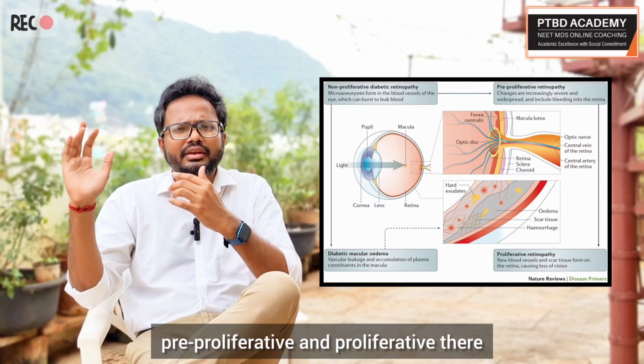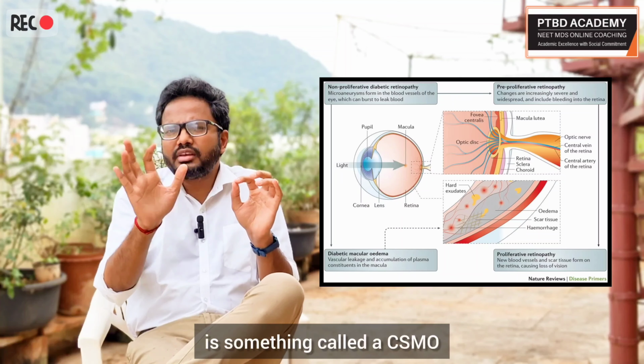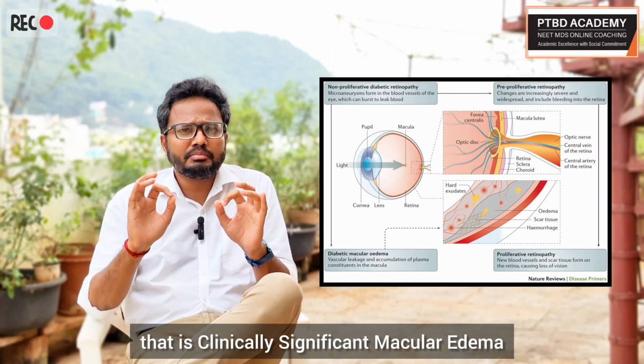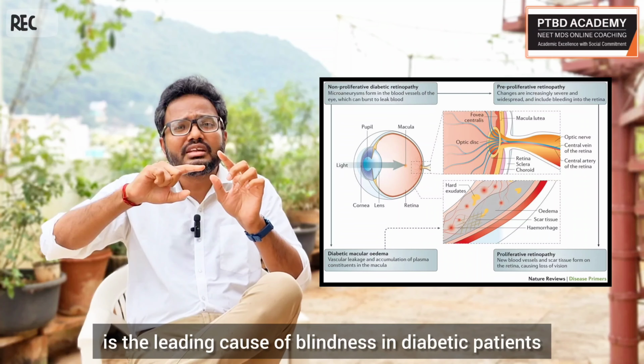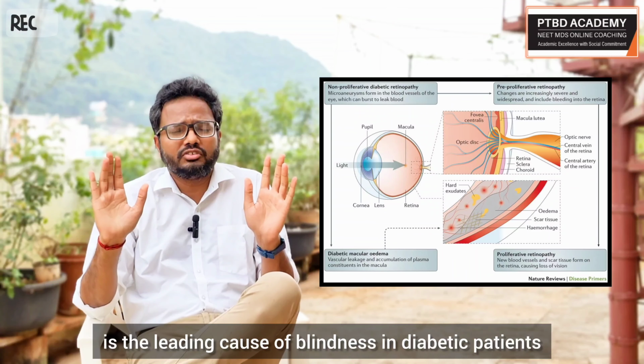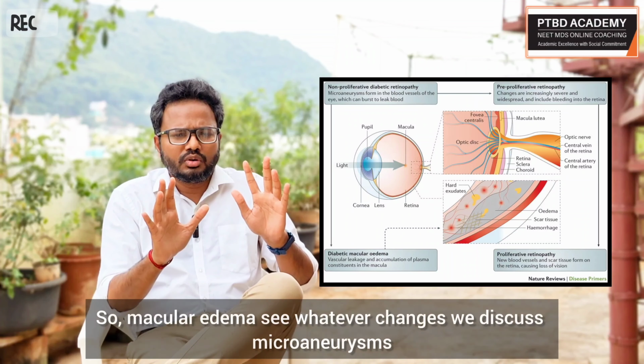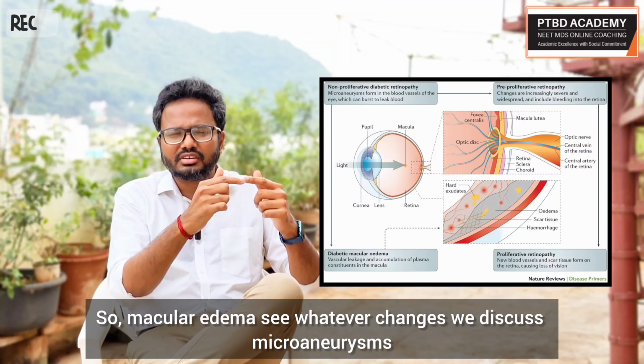So these are some of the changes, and these are some of the categories, right? Non-proliferative, pre-proliferative, and proliferative. There is something called CSMO, that is clinically significant macular edema, because this is very important as it is the leading cause of blindness in diabetic patients. So what is CSMO? Macular edema, so what are the changes we discussed?